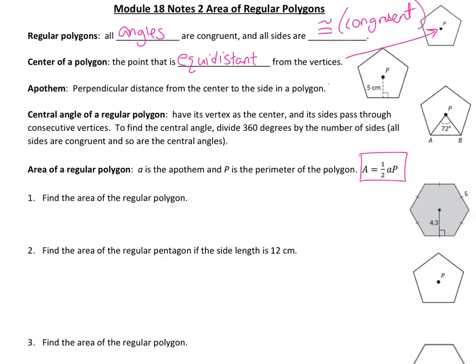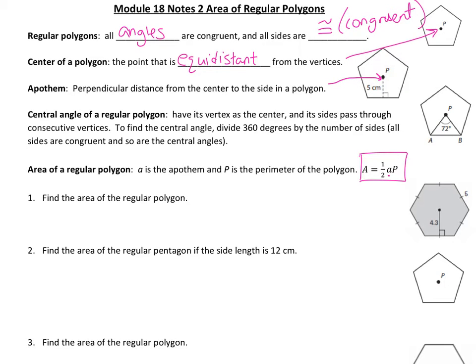Next is the apothem, which is kind of an odd word, but that's the little a over here in our formula. The apothem is the perpendicular distance from the center to the side of the polygon. So that's this dotted line right here. It's perpendicular, straight to the edge. In a regular polygon, that would be the same on all of the different sides, and that's the number we're going to need for the formula.